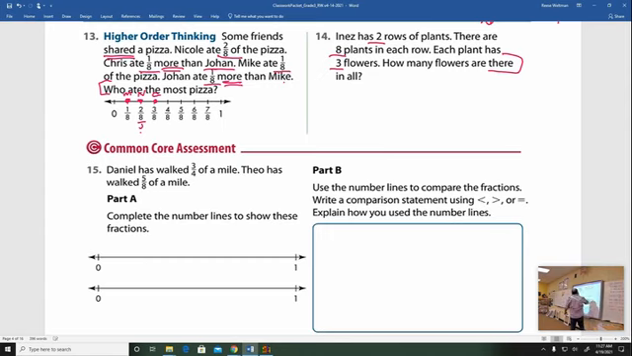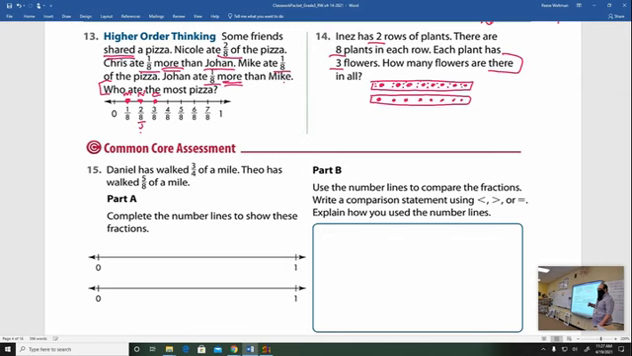What do we think, guys? Did you draw it out? 2 rows of plants. Let's make rows. 2 rows of plants. 8 in each row. 1, 2, 3, 4, 5, 6, 7, 8. We've got 8 plants. Each one of those plants has 3 flowers. 1, 2, 3, 1, 2, 3, and so on. That's getting old, right?